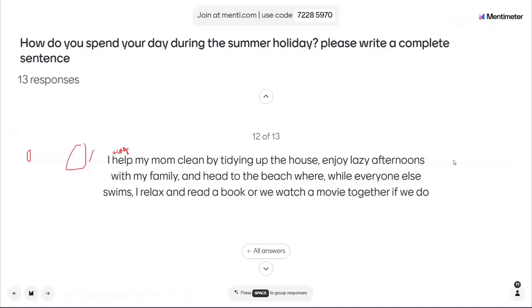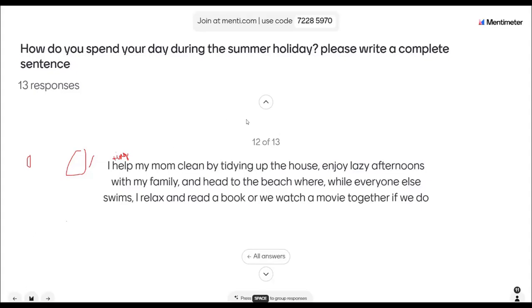Okay. So, let's clean this before talking about. So, as you may see here, I help my mom clean. Okay, I help. Which tense is that? Simple present. Why do you think we are using simple present in here? Remember, the question was, how do you spend your day during the summer holiday? So remember, we are talking about, or we are asking about what do we do during the summer? Or how do you spend your day? So is it one particular day or every day in general? How do you spend? Not did you.